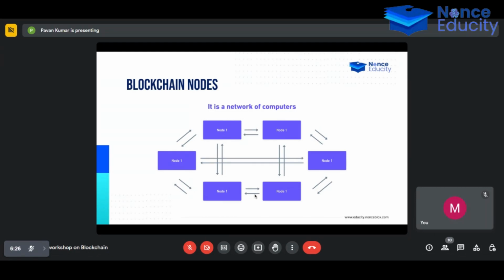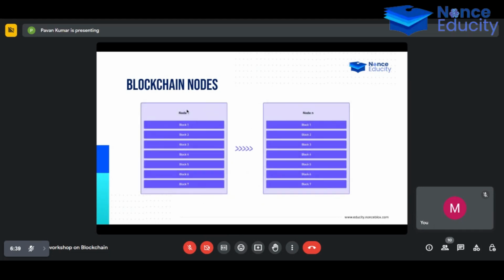You can see we have connections between them, and these connections are known as peer-to-peer connections. They'll have a one-to-one connection with all the computers, and they can communicate with them. This is really important, and I'll come back to this later. So the next thing is blockchain nodes.